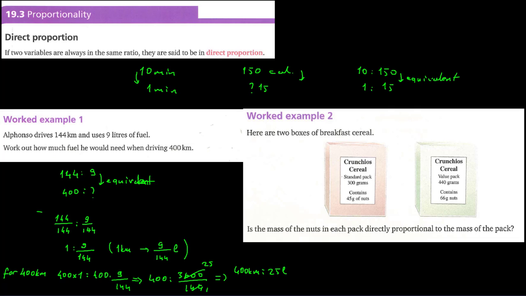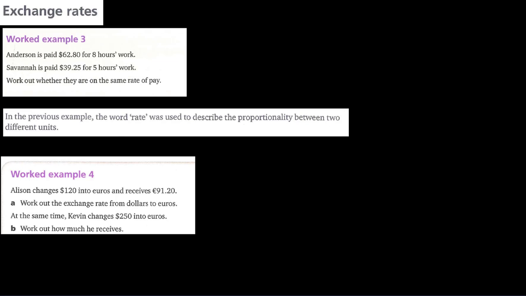And the next property, let's see. In the second part we are going to learn about exchange rates. We are going to try to understand the question, and of course we are going to use the methods that we know from ratios. Anderson is paid $62.80 for 8 hours of work.